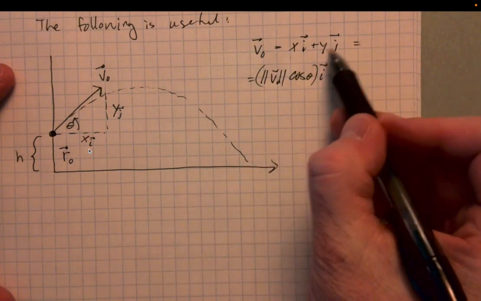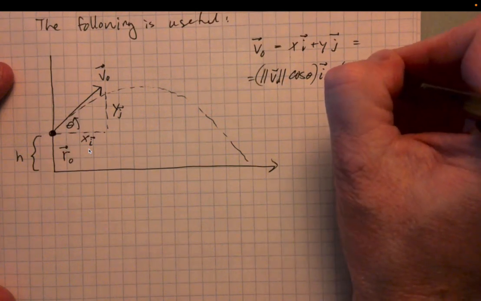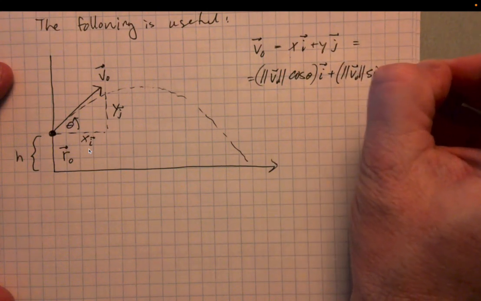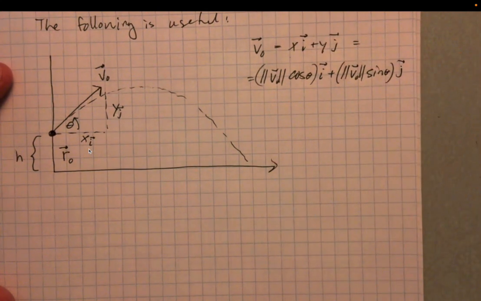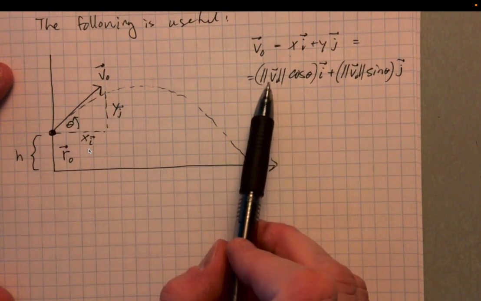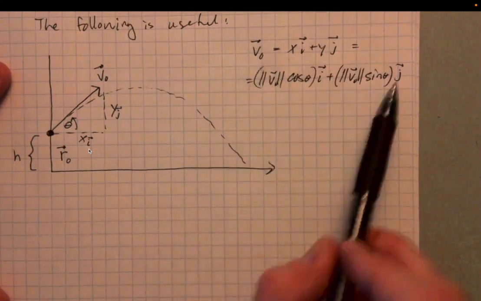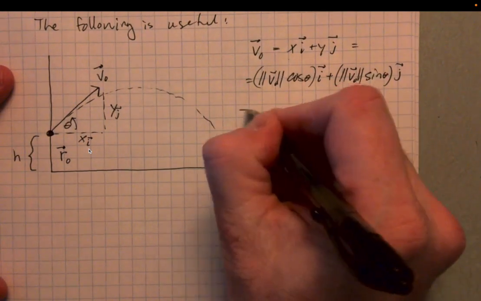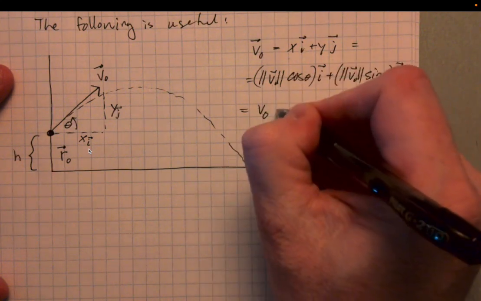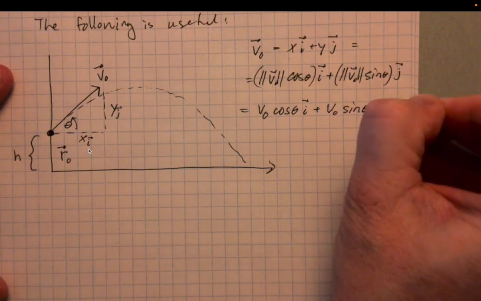And what about the yj? Well, similarly, it's going to be the magnitude of the velocity, the speed again, times the sine of theta, times the j vector. And that's going to give you that piece of velocity. So if you're just told the magnitude of velocity and the angle theta, you can derive the velocity vector function really quickly using this kind of technique. This would all simplify down to v naught, the speed, times cos theta times i, plus the speed times sine theta times j.